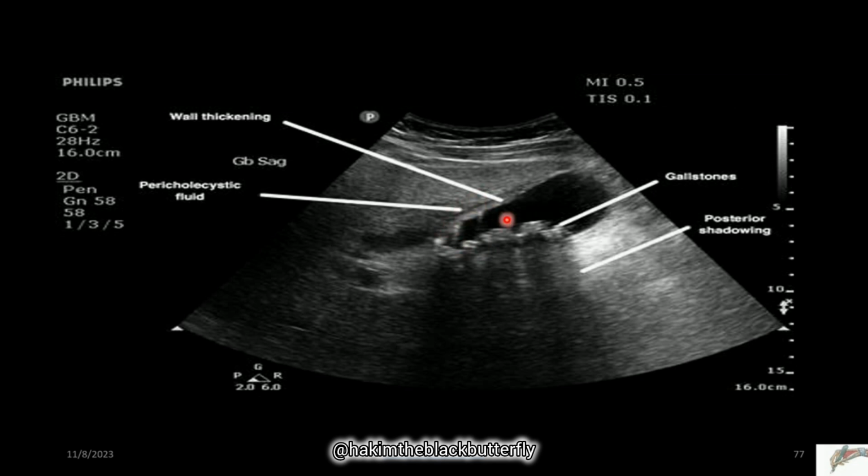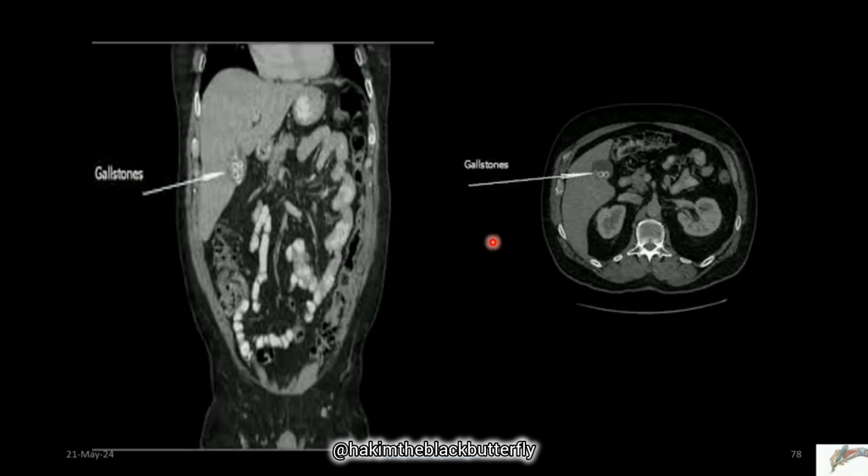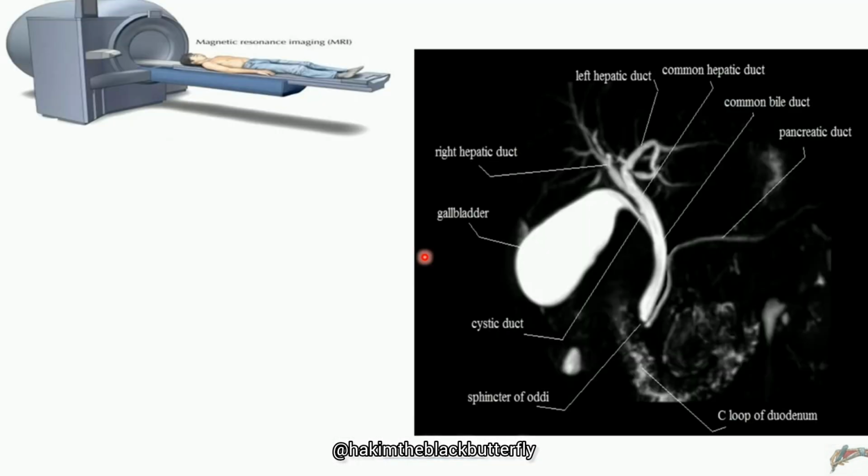Okay, these stones can also be captured by a CT image. You can see your liver. Underneath it we have the gallbladder, and within we have stones. So CT can also help you visualize these stones easily. This is a coronal CT. This is an axial CT image. Okay, then also MRI. MRI, it's a modality that can also be used to image the biliary system.